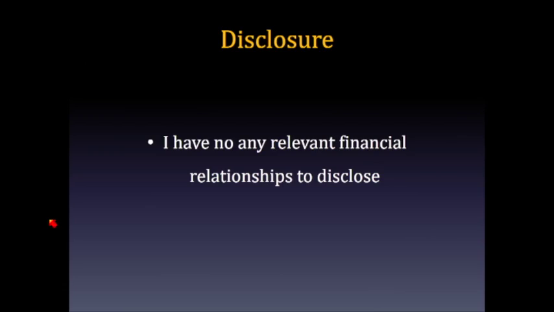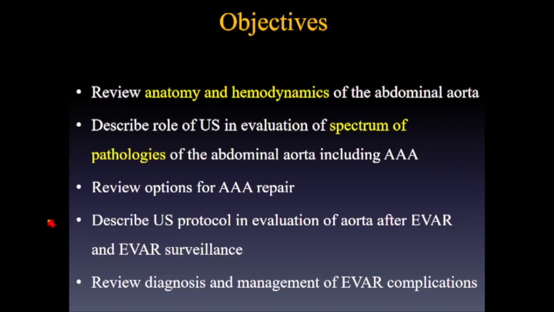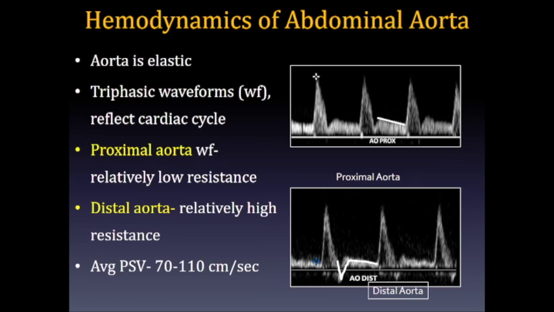So I have nothing to disclose, and we're going to talk today about anatomy and hemodynamics of the abdominal aorta. I'm going to describe some ultrasound pathologies that we see in abdominal aorta, including AAA, and we'll review some options for AAA repair, as well as describe protocols and evaluation of aorta after endovascular stent graft repair and surveillance. And we'll review also diagnosis and management of complications of EVAR.